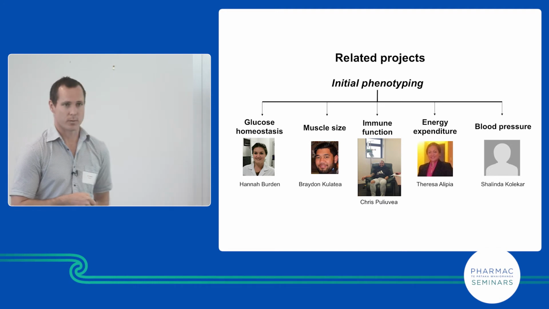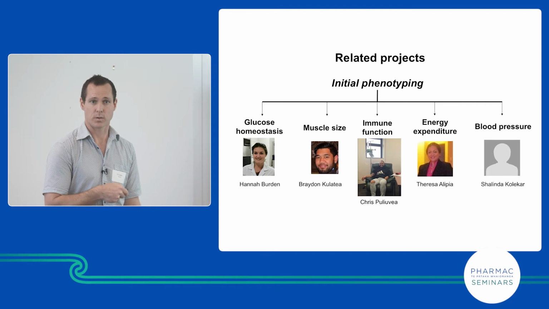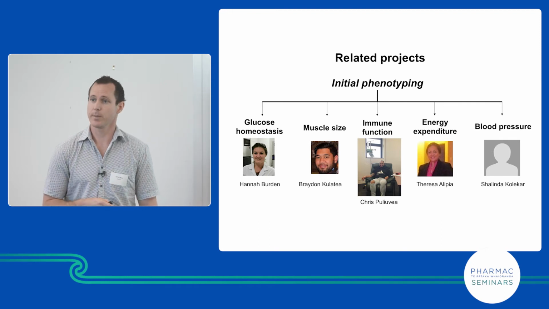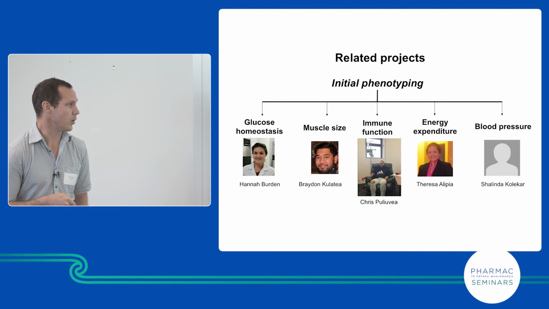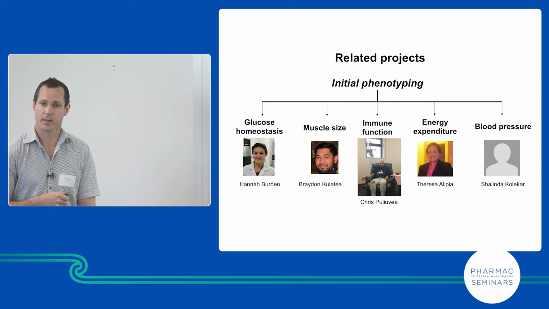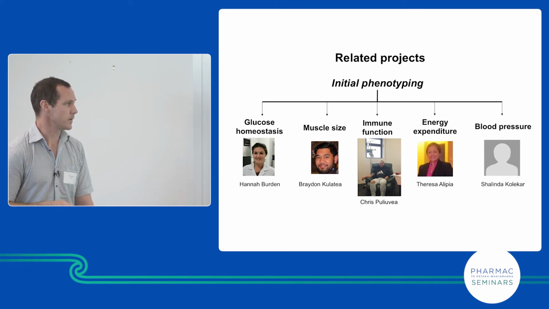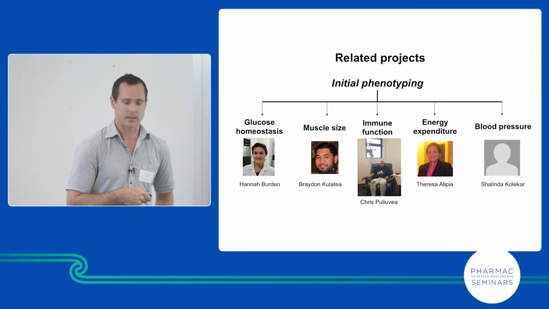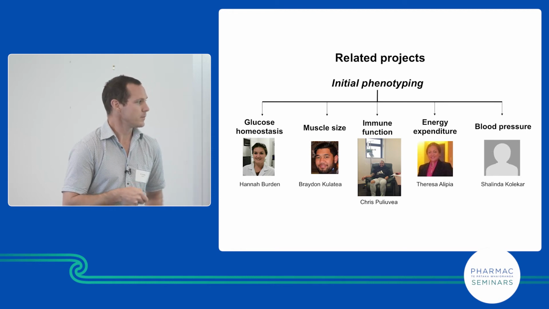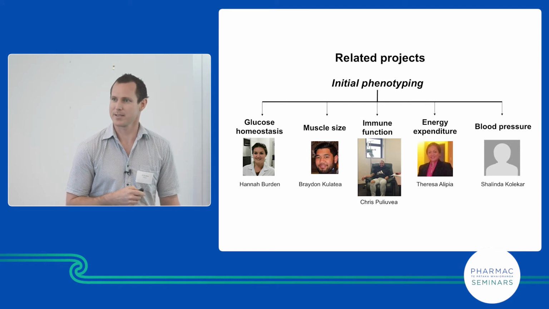Hannah's really been responsible for the initial phenotyping, and she's also interested in glucose homeostasis, so blood glucose regulation. Braden's been working with my lab for quite a number of years. He started with this initial phenotyping, and he's been doing some work on muscle size. A young Niuean guy, Chris, this is him here. He's working on immune function, but you can see here he's got all the infusions hooked up. He's also been one of our participants a few times.